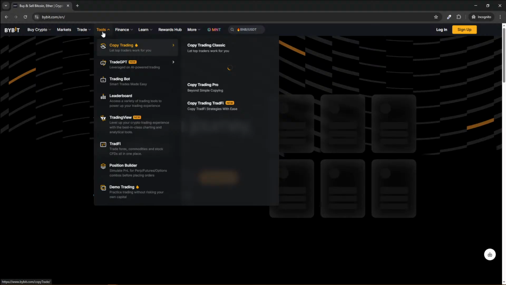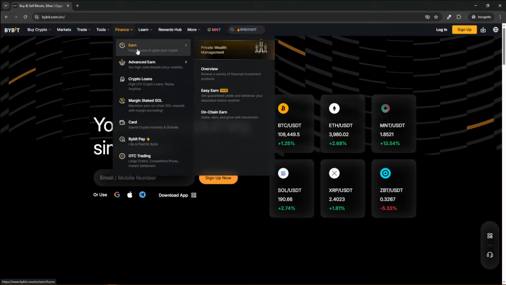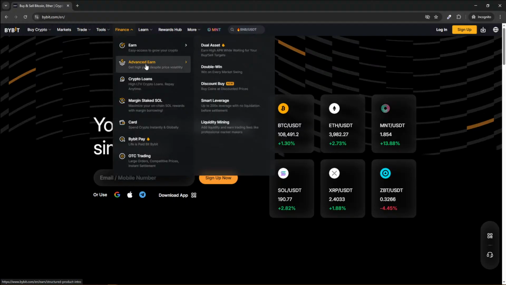Okay, other tools: trading bots, all advanced. So we have the Earn tab, which is earning in various ways. There's the crypto loans, which I talked about a little bit, the card, which I explained, the BitPay, and the advanced earn, smart leverage, dual asset.